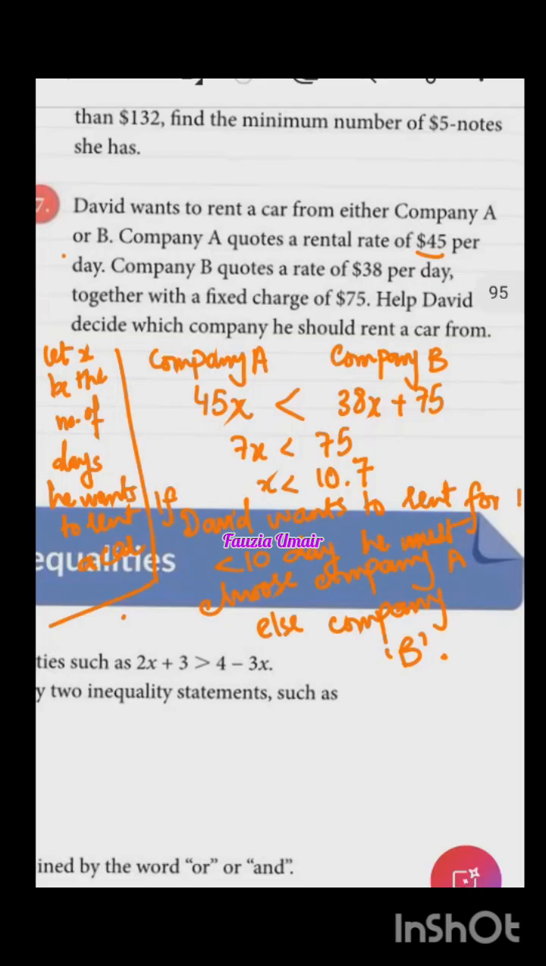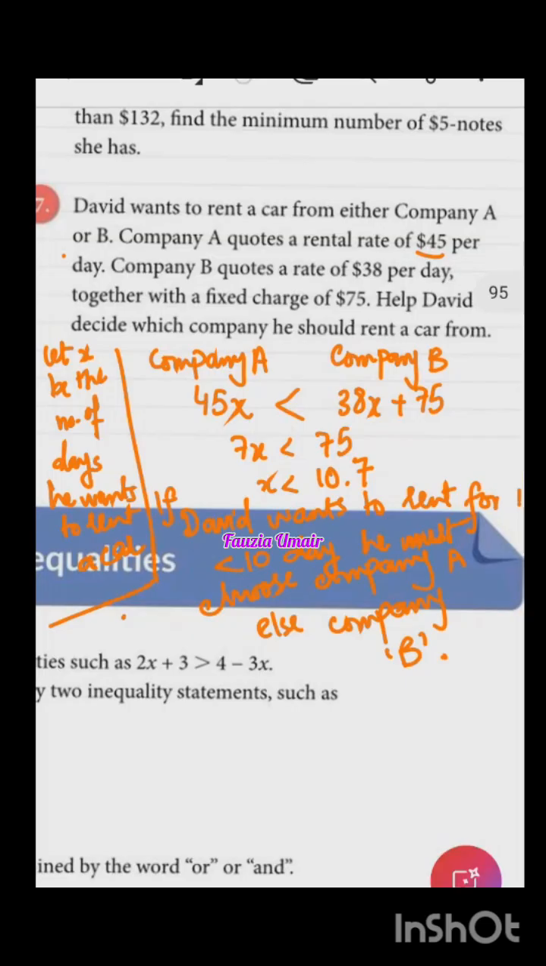ठीक है. अब अगर हमने वो threshold निकाल लिया, अगर 10 days से कम वो wants to rent the car, so फिर कंपनी A is better. If 10 days से ज्यादा वो रेंट करना चाहता है तो फिर कंपनी B is better because कंपनी B डेली के चार्जेस कम ले रही है, लेकिन उनका डिपॉजिट है, वो डिपॉजिट 10 days के बाद बैलेंस आउट हो जाता है. Now is it making sense to you?